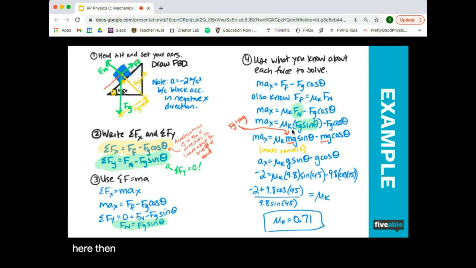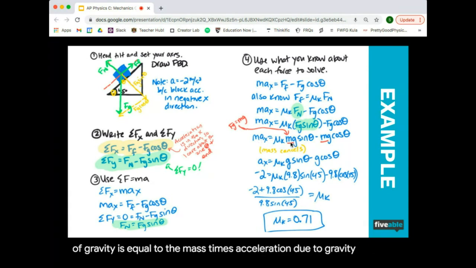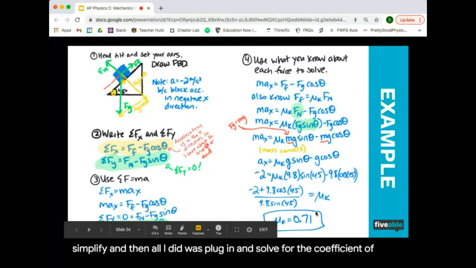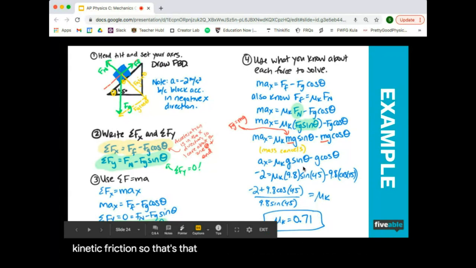Then again, we're kind of just still massaging. We know that the force of gravity is equal to the mass times the acceleration due to gravity. So I plugged that in for the force of gravity here. Luckily, we can start to simplify. The mass is going to cancel because there's a mass in each term here. Simplify, and then all I did is plug in and solve for the coefficient of kinetic friction. So that's that.